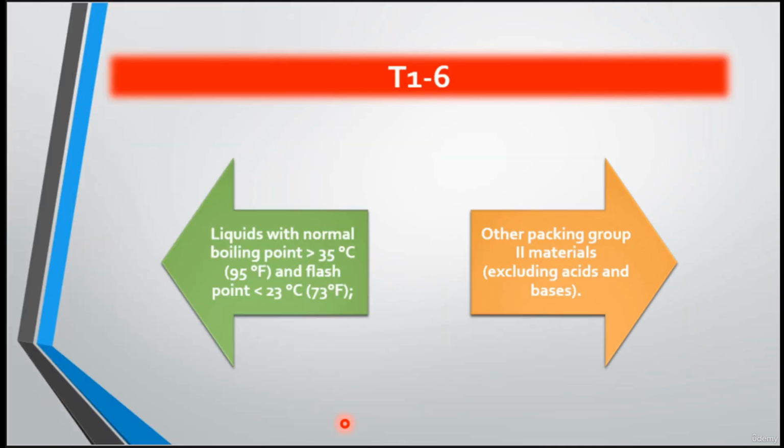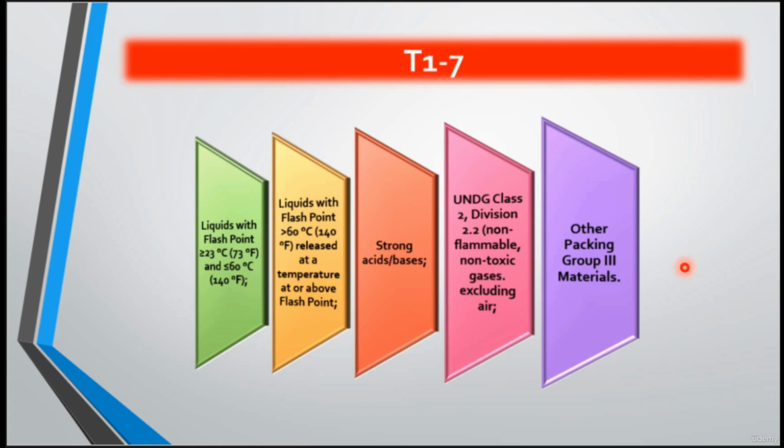Now, regarding tier 1 level 6, it will be for liquids with a normal boiling point above 35 degrees centigrade and a flash point below 23 degrees centigrade, or for other packing group level 2 materials excluding acids and bases. Moving on to tier 1 level 7, you have liquids with flash points above or equal to 23 degrees centigrade and less than or equal to 60 degrees centigrade.